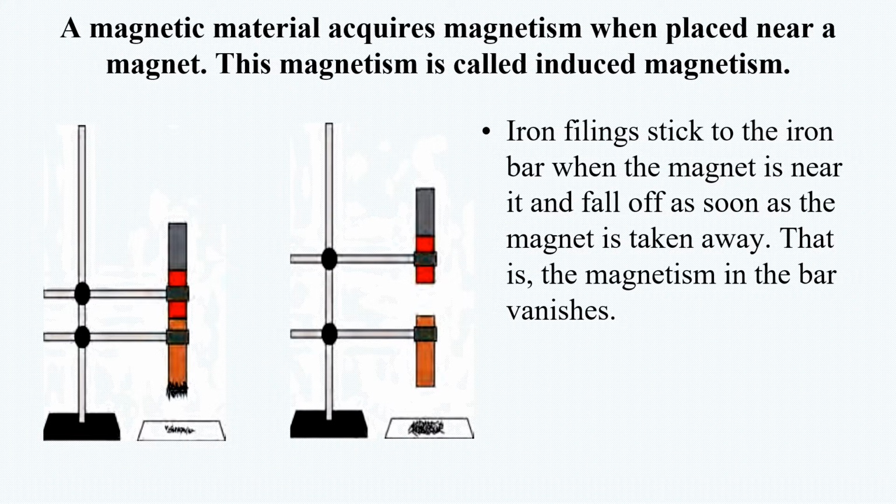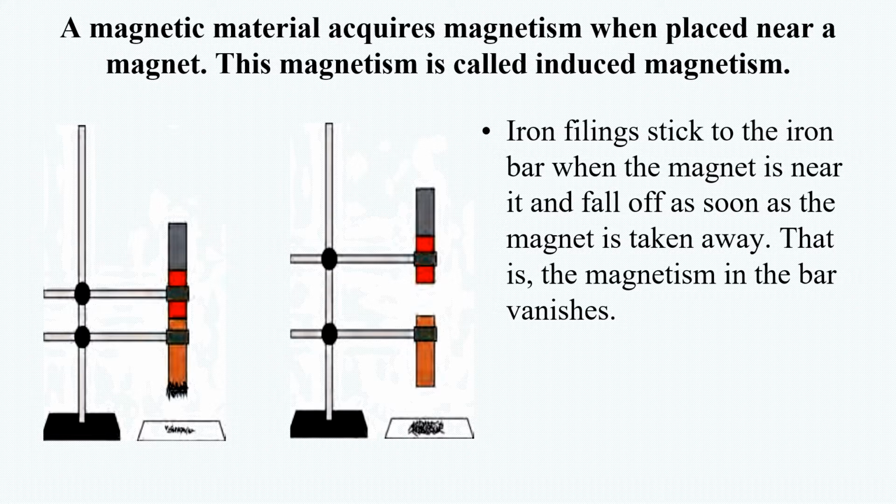Here in this picture you can see both the images. In the first picture you can see iron filings stuck to the bar, because the magnet is brought near it. The iron filings are sticking to the iron bar because at the top there is the magnet, and the orange color you see below is the iron bar. Below that are our iron filings. When they are brought near, what will happen? The iron filings will stick, and when the magnet is taken away, the magnetism will go off and the iron filings will drop.